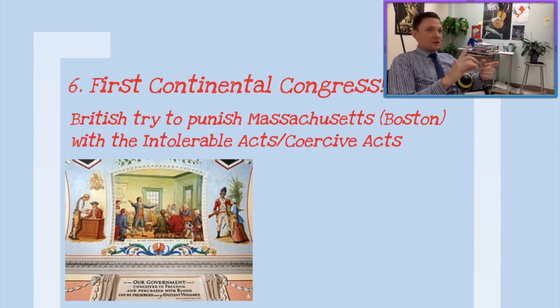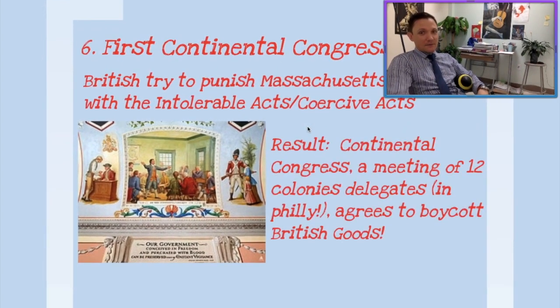They're taxes on products like paint and glass and anything that they can try to make up the money they lost on this tea. It's just high taxes on regular household goods, right? And back in Britain, they called them the Coercive Acts because they were trying to teach Massachusetts a lesson, right? And the result of this meeting at the Continental Congress, which took place in Philadelphia, is a meeting of the 12 colonies' delegates.